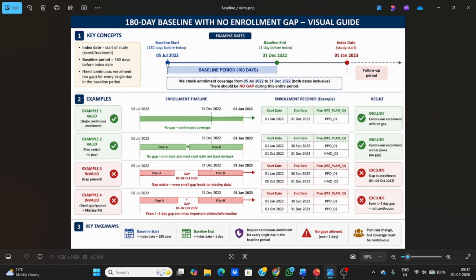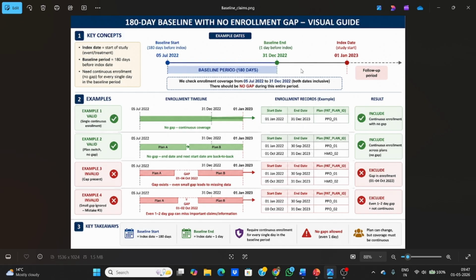So let's start. The index date is 1st of January 2023. After that, we call it the follow-up period. We are following the patient. And prior to that is the baseline period. So the baseline period starts at 5th of July 2022, 180 days before.